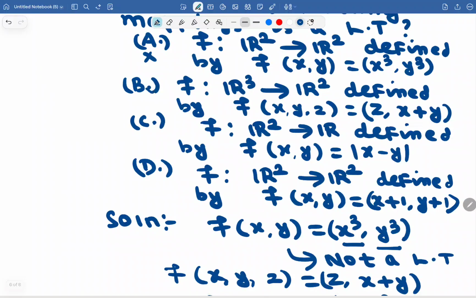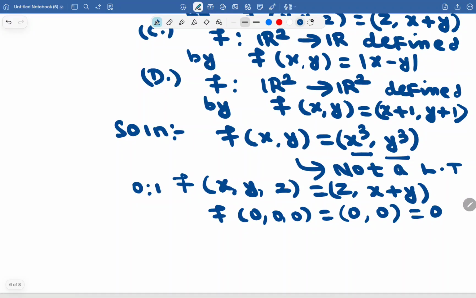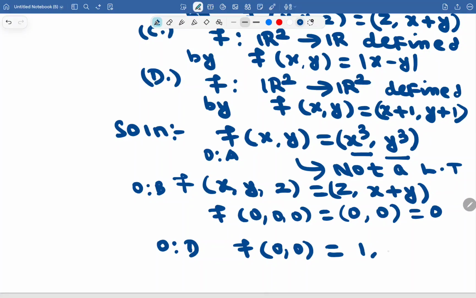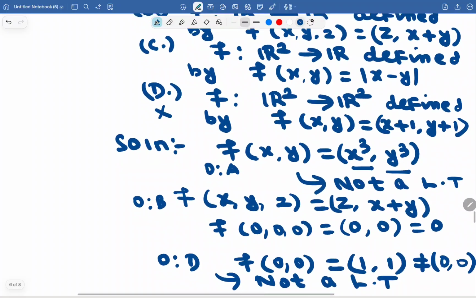Option B is linear. See, in option D, if I give values for x and y as 0, I am getting 1, 1, not 0, 0. Therefore, option D is not a linear transformation.